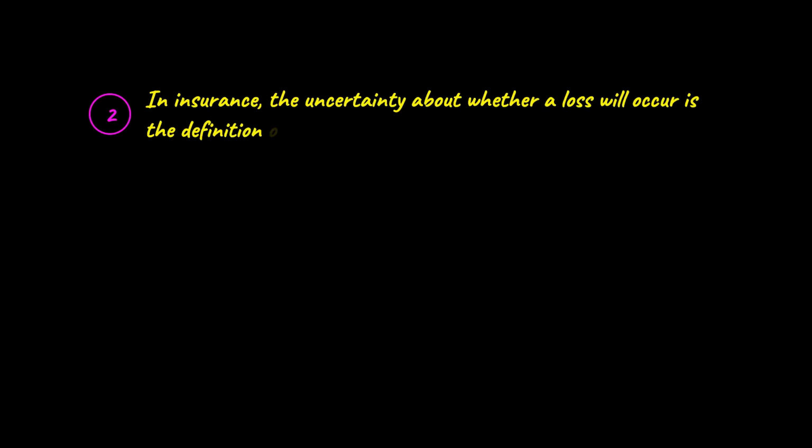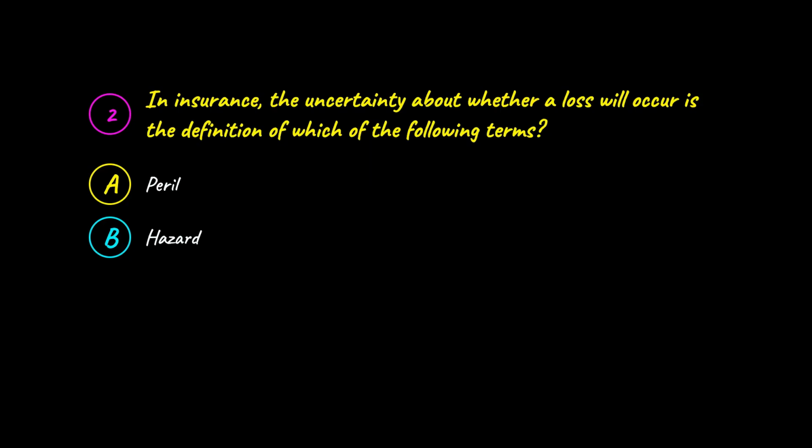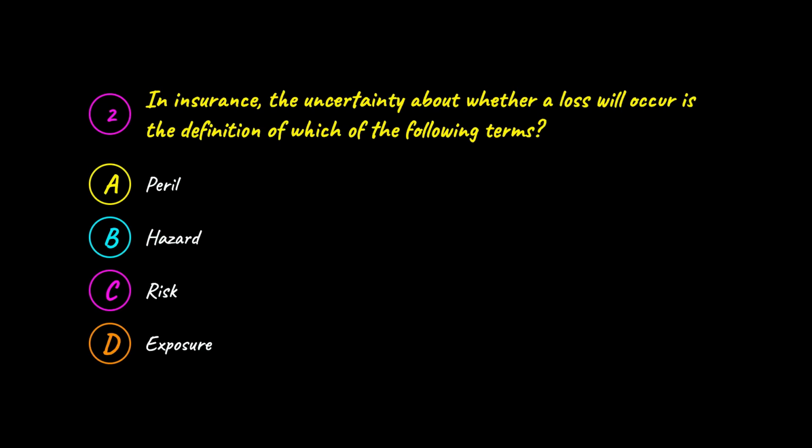Question 2. In insurance, the uncertainty about whether a loss will occur is the definition of which of the following terms? Your options are A, peril, B, hazard, C, risk, D, exposure. Take a second. Which answer would you pick?